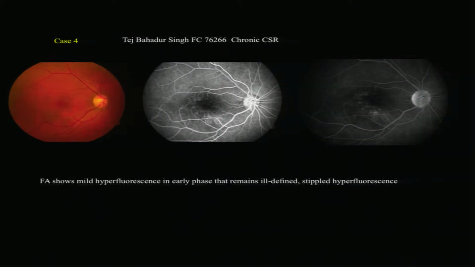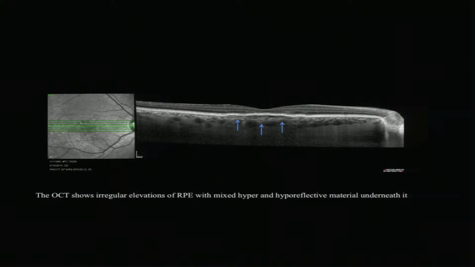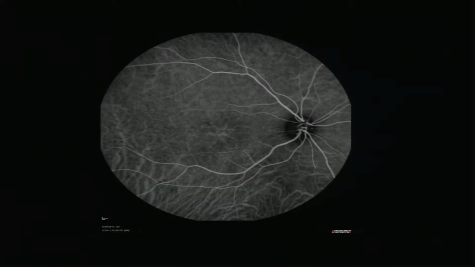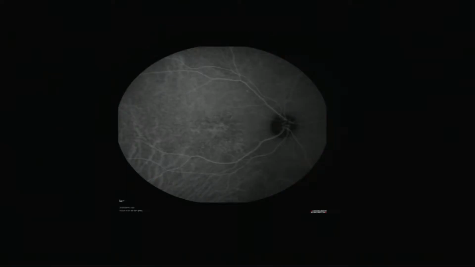The fourth case is a case of chronic CSC patient, where you don't see much change in the fundus, and the fluorescein shows stippled hyperfluorescence, which remains the same in the early and the late phase. When we do the OCT, we see some flat, irregular elevation of the RPE, with some mixed hyper- and hypo-reflective material underneath it. When we do the ICG, we see in the early frames some plaque of hyperfluorescence in the macula, as delineated by the arrows, which persists in all the intermediate and the late phases.